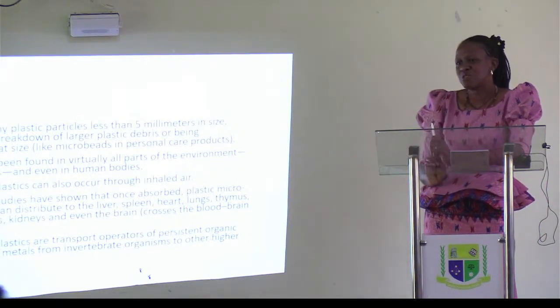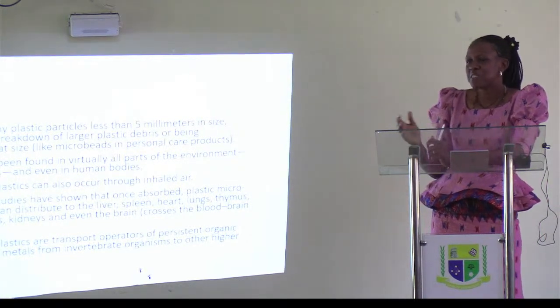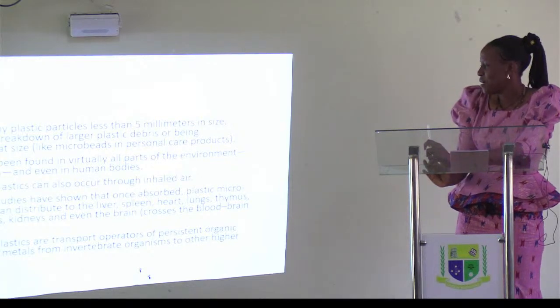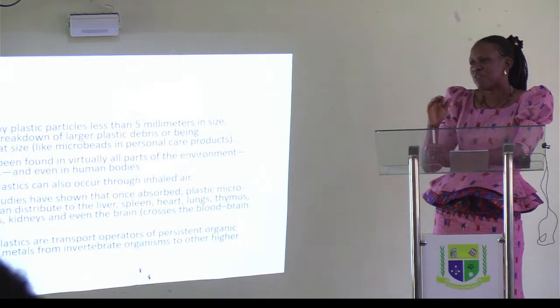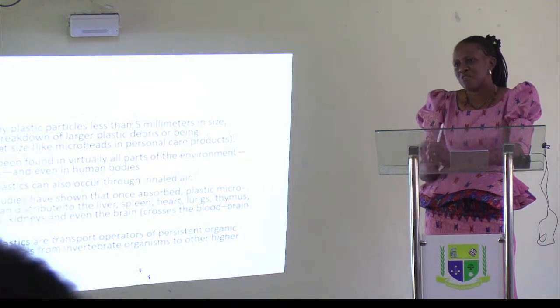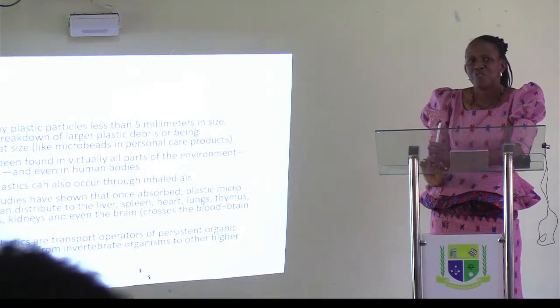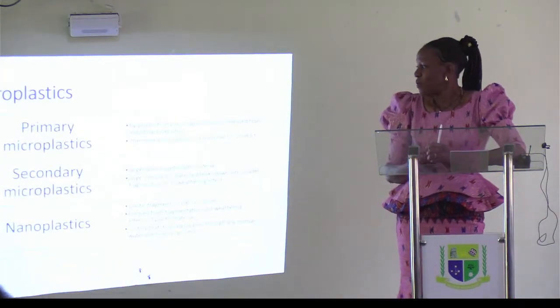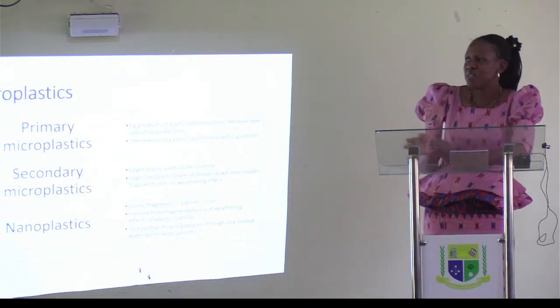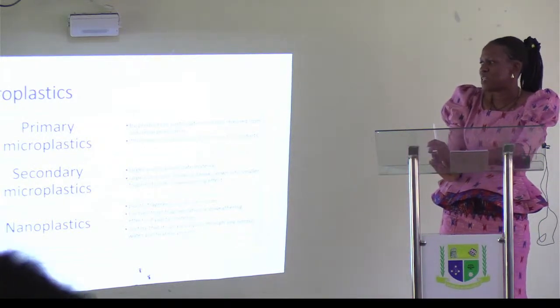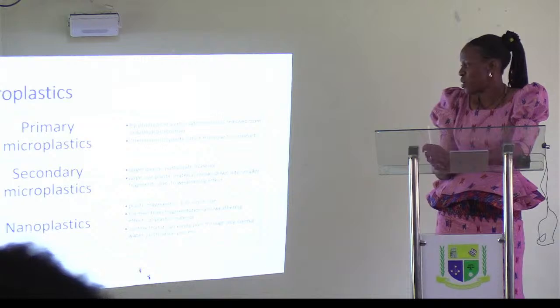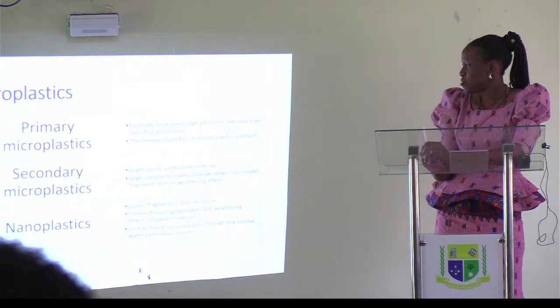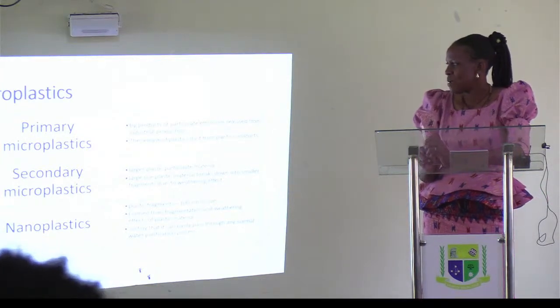And then they're also transporting persistent organic pollutants. So we are moving from the lower trophic levels to the higher trophic levels. If we look at each of these, or within the different forms, you find that we need to act very fast to try and deal with these plastics.